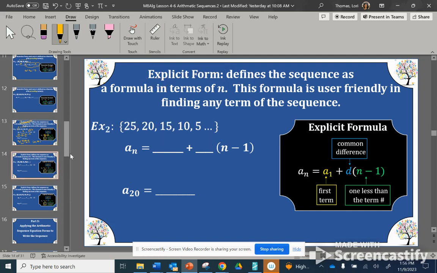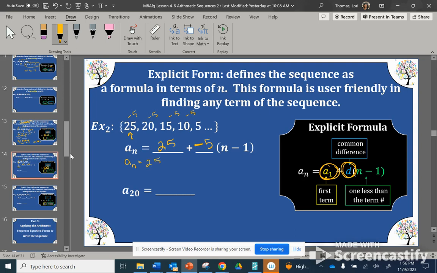Okay, let's try a second example. Here we have 25, 20, 15, 10, 5. So this one we are going down 5. So our common difference, our d value, is negative 5. Our a sub 1 value is the first term in our sequence. So this is the explicit form. But let's simplify to be able to use it to find any term like our 20th number.